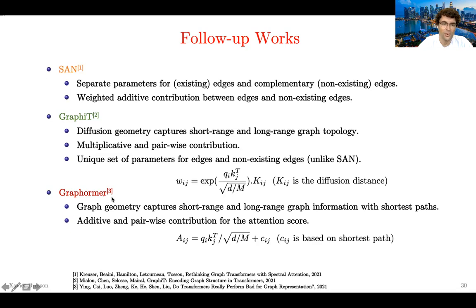Then we have GraphNormer. So this has a very similar idea that we want to add some pairwise interaction between the nodes inside the attention mechanism. So here they did it by adding in the attention score an extra term, which depends on the shortest path between I and J.